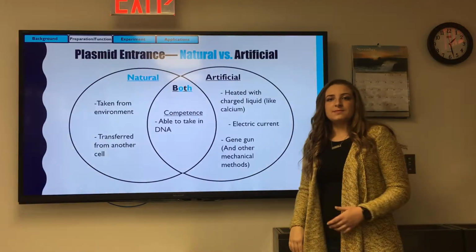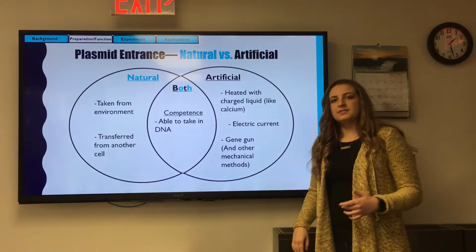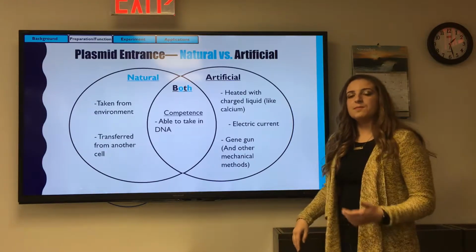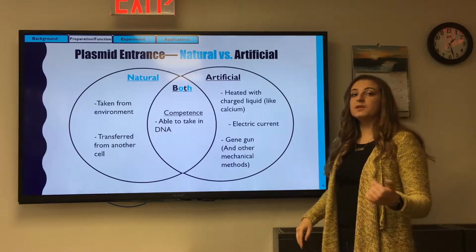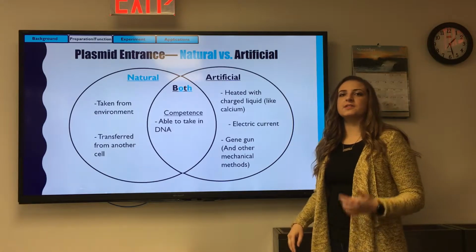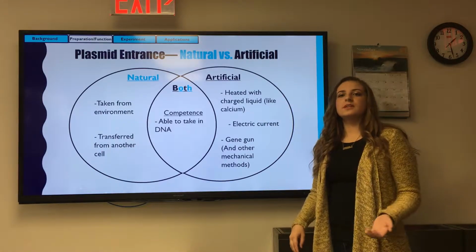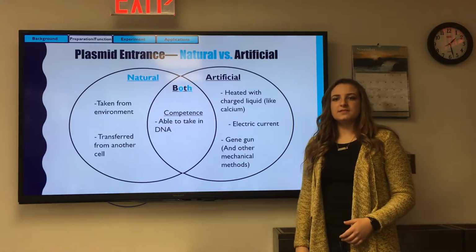A cell can take a plasmid up naturally or artificially, but regardless, the cell has to be competent, or able to take it up. Natural methods include taking it from the environment or another cell, and artificial methods include heating it, shocking it, as well as using a gene gun or other mechanical methods.